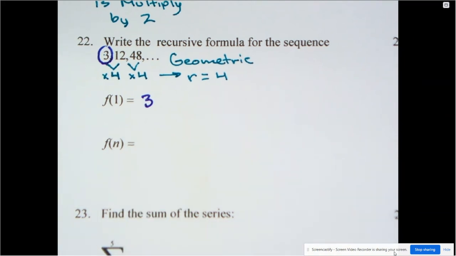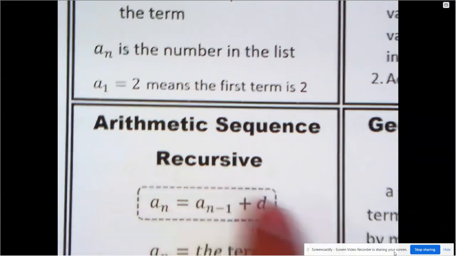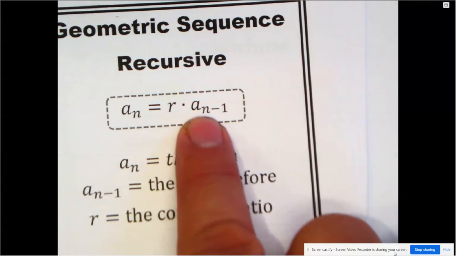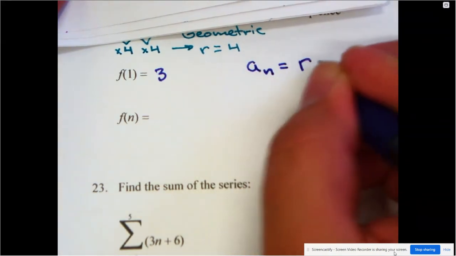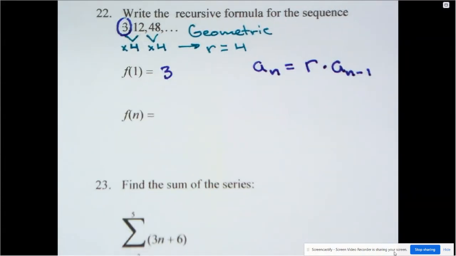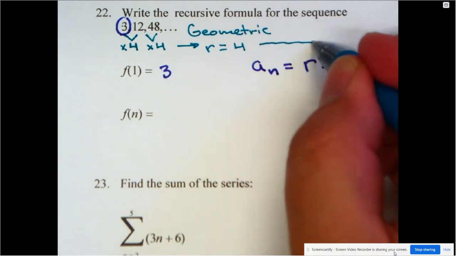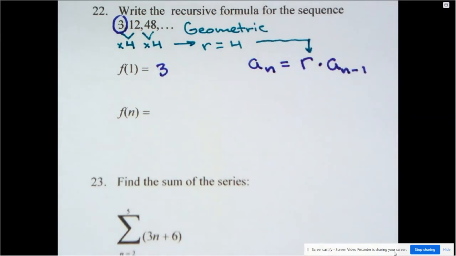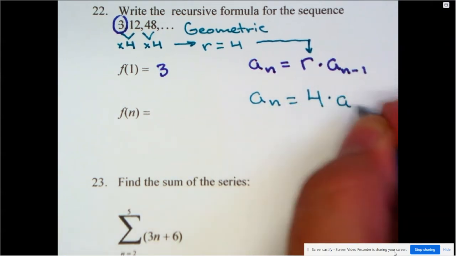Now I just need a formula, so let's get our word wall going. Now remember, there's this recursive, but that's arithmetic. There's no D. This is the recursive for geometric. And so if I look at that formula there, it says A sub n is equal to R times A sub n minus 1. Okay. Well, if you notice, we said anything with an n, you have to leave it alone. So then the only thing I'm actually going to plug in is that 4. So my formula, A sub n, is equal to 4 times A sub n minus 1.